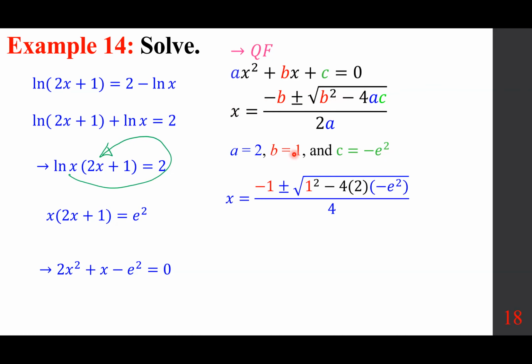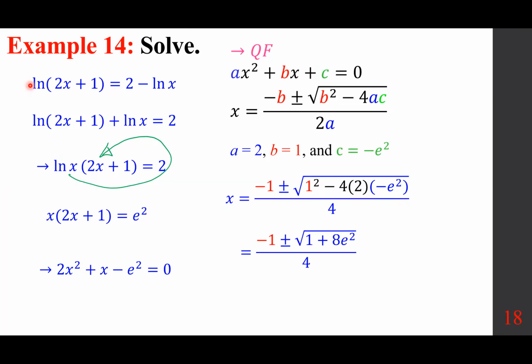So minus b, so minus 1, plus or minus the square root of b squared, 1 squared. By the way, if it's negative, you want to put it in parentheses. Minus 4 times a times c, and then 2 times a, I just wrote 4. 2 times 2 is 4. And as you can see, this is minus 8 and minus positive 8e squared. So that's the answer for x.